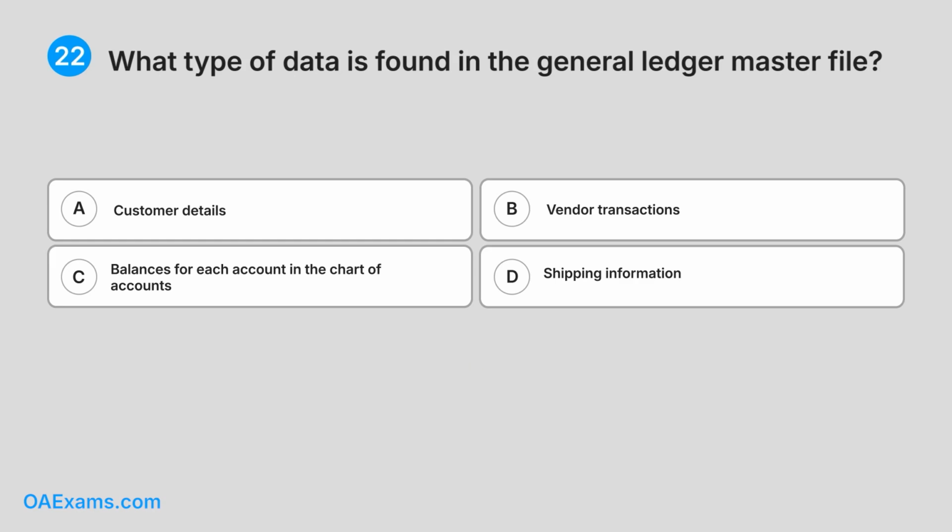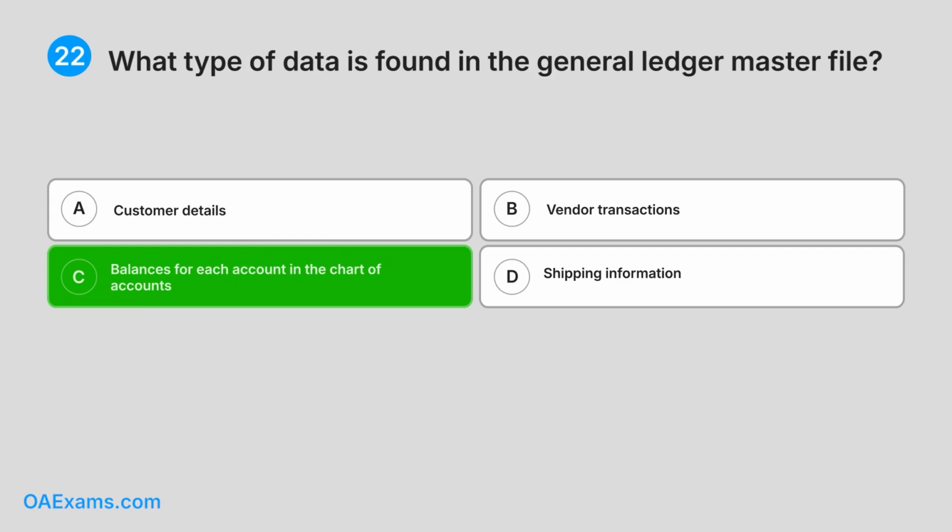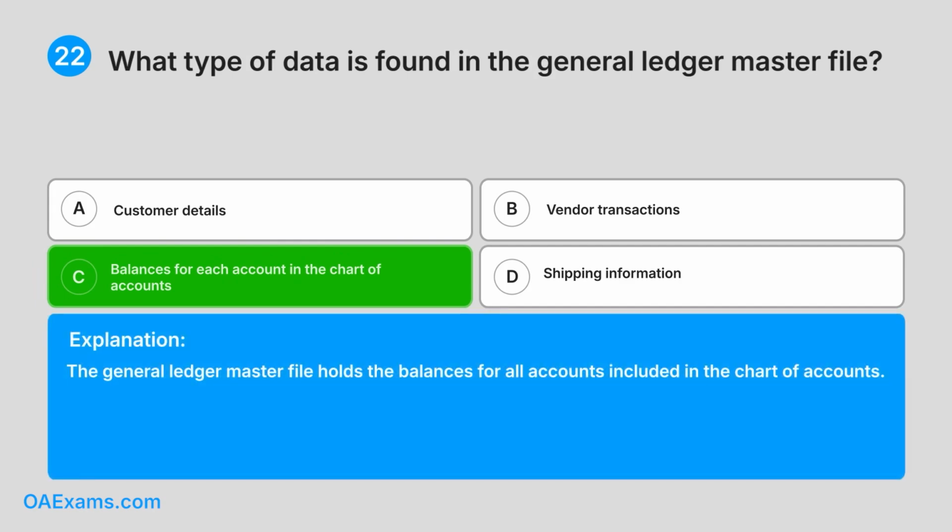Correct answer. C. Balances for each account in the chart of accounts. Explanation: the General Ledger Master File holds the balances for all accounts included in the chart of accounts.